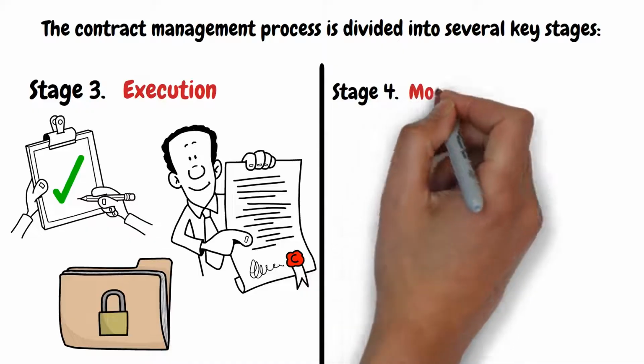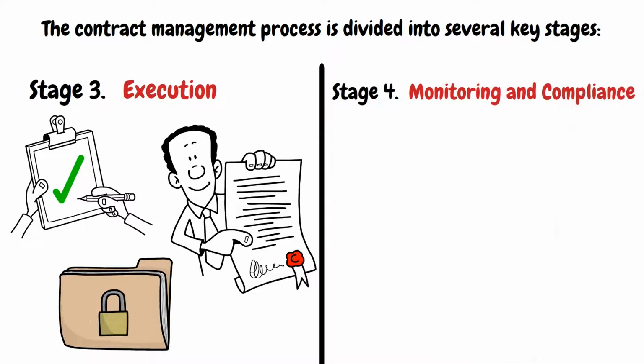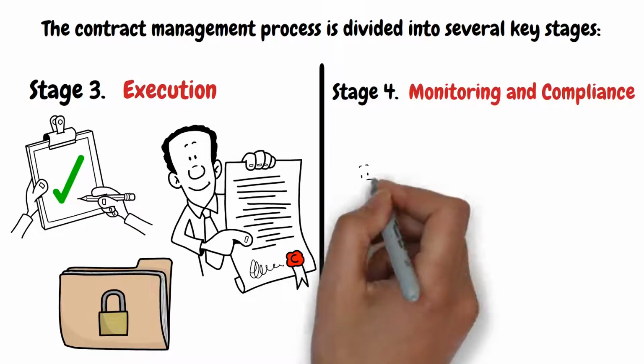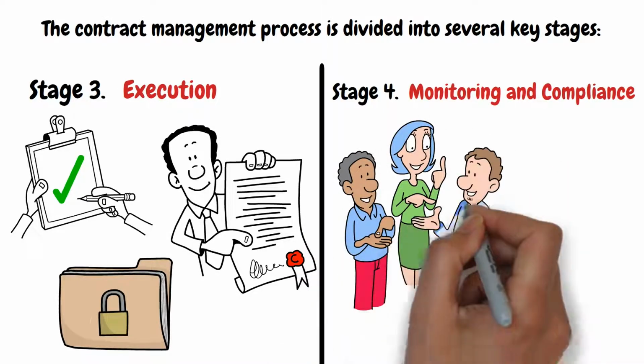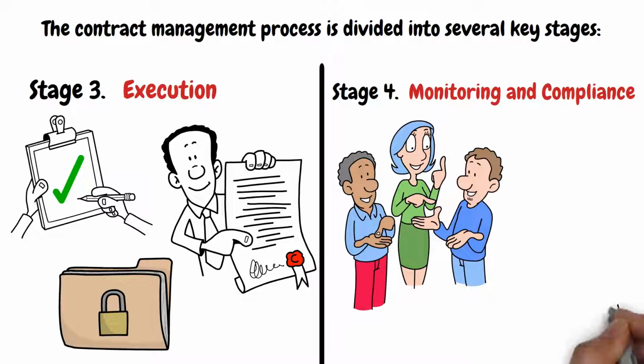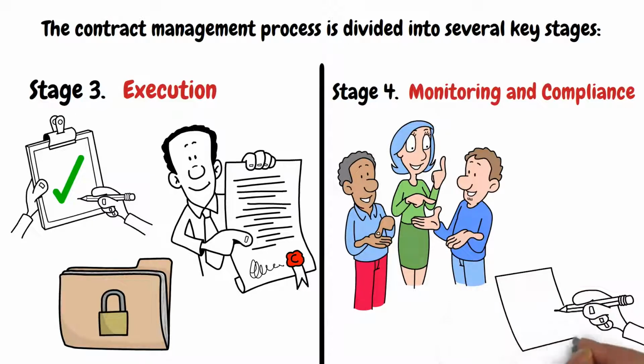Stage 4. Monitoring and compliance. After execution, it's essential to monitor the contract to ensure that all parties comply with the agreed-upon terms. This involves regular check-ins, performance reviews, and audits.